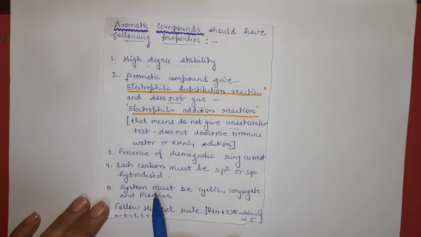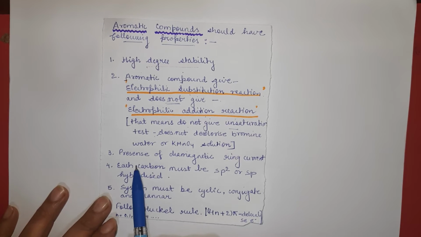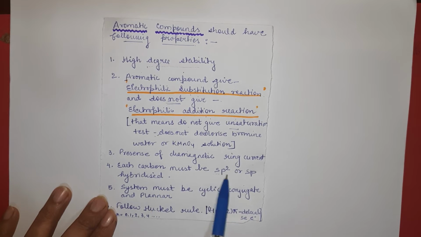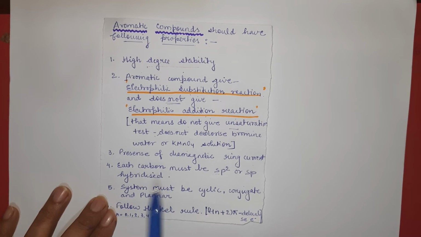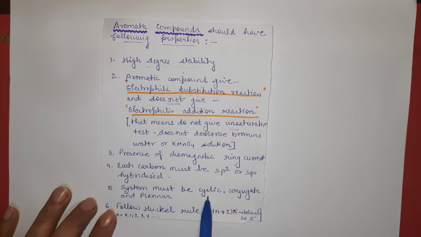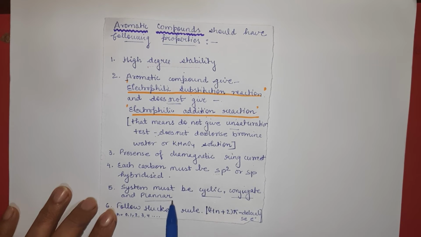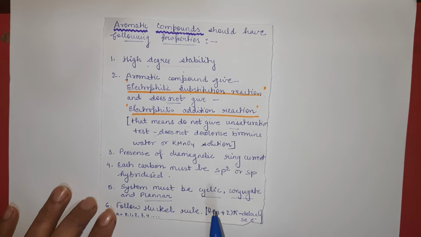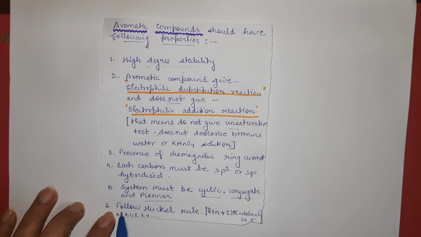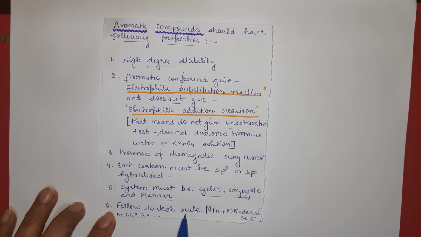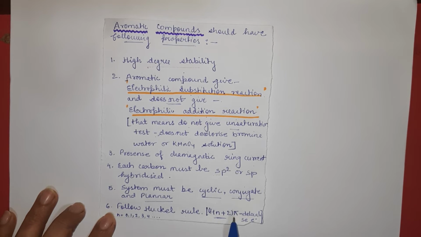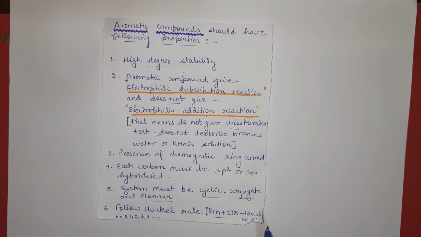So what all other criteria for the aromaticity is that there should be presence of diamagnetic, and also each carbon must be sp2 or sp hybridized, no involvement of sp3 should be there. Also the system must be cyclic, conjugate and planar. Planar, conjugation and cyclic, these three criteria should also be fulfilled, and also the aromatic compound should follow Huckel rule. So now let's have a look at how you can count this 4n+2 pi delocalization of electron.